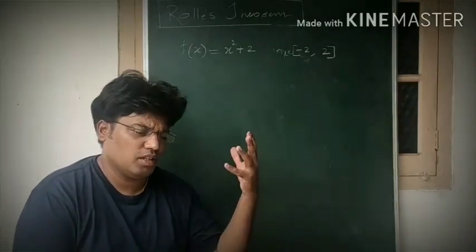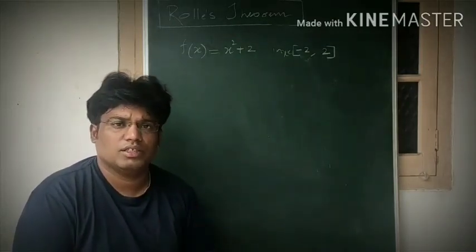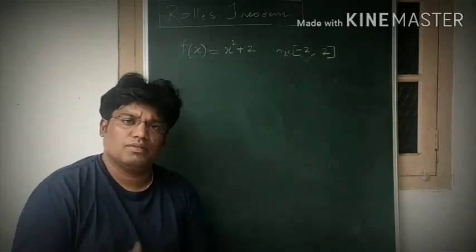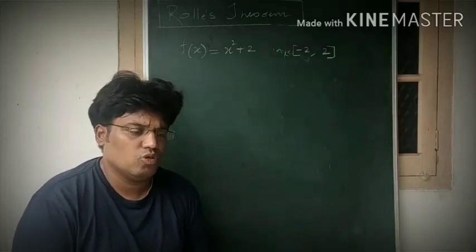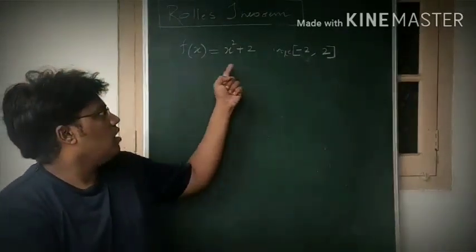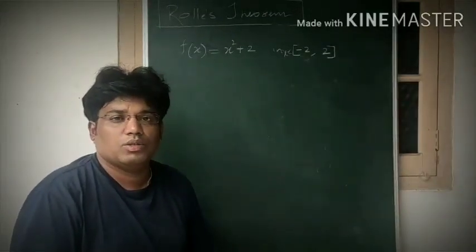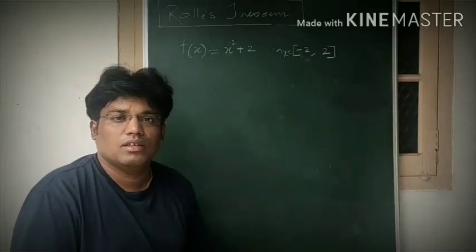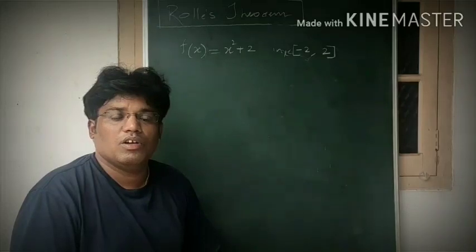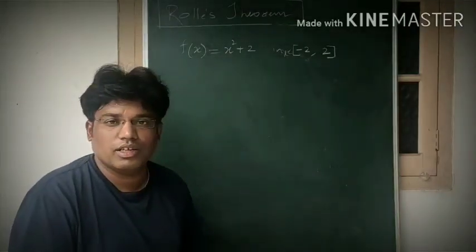First I'll go with the geometrical interpretation, and then I'll just discuss how you have to write it in the examination. So in this video we'll have theory, exactly theory. In the next video we'll go with the exercise problems. Now looking at this function x square plus 2, that's a very simple one, right? It's a polynomial. So definitely all polynomial functions are continuous in the closed interval a comma b. You can conclude it.